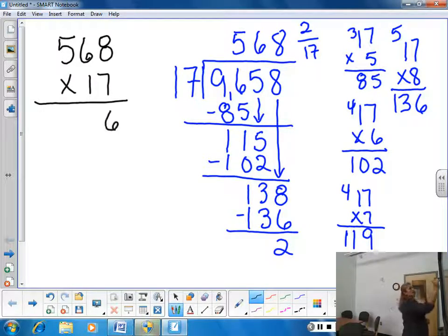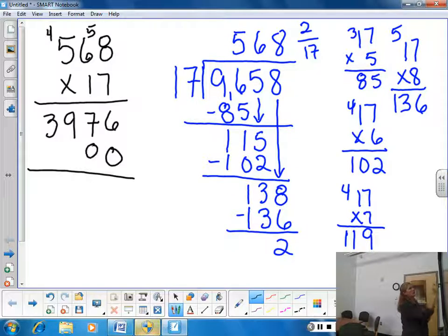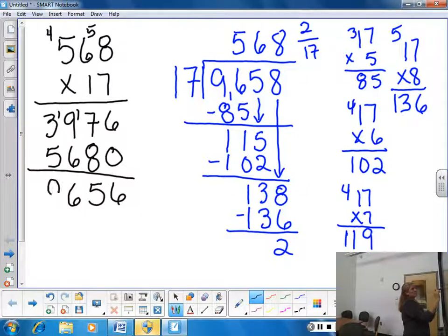7 times 8 is 56. 7 times 6 is 42, plus 5 is 47. 7 times 5 is 35, plus 4 is 39. Then I'm multiplying by 10. It looks like a 1, but it's in the tens place, so I put a 0 there. And I have 8, 6, 5. Now when I add those together, carrying when appropriate, I get 9,656, and then I add my remainder.